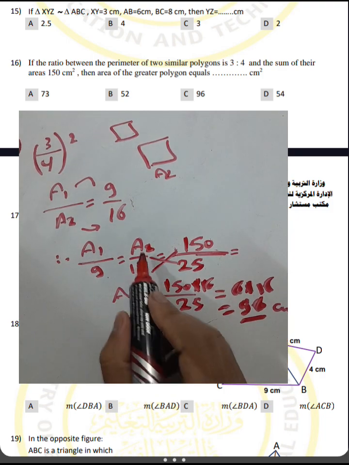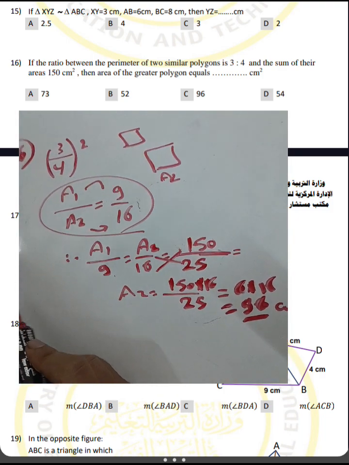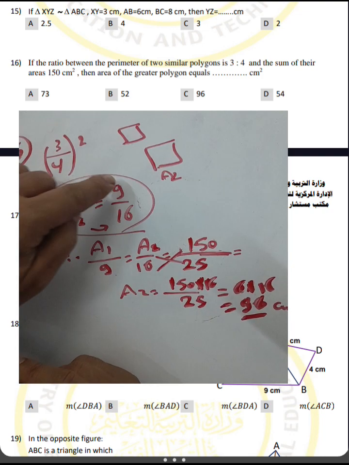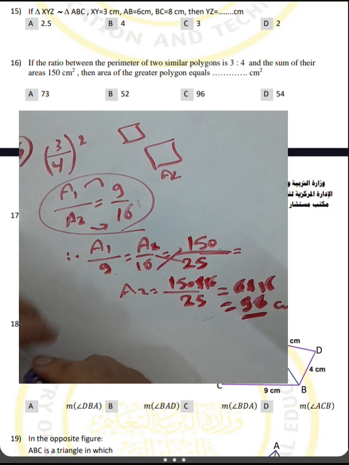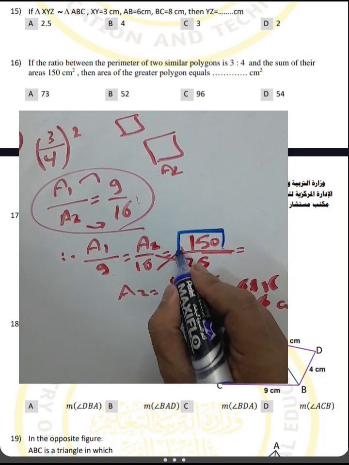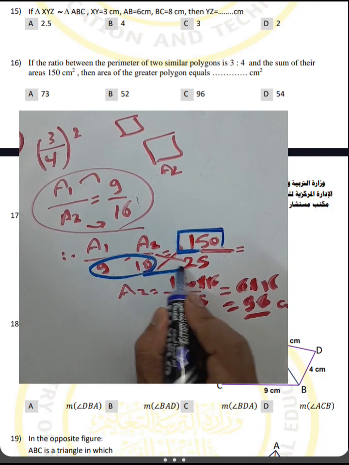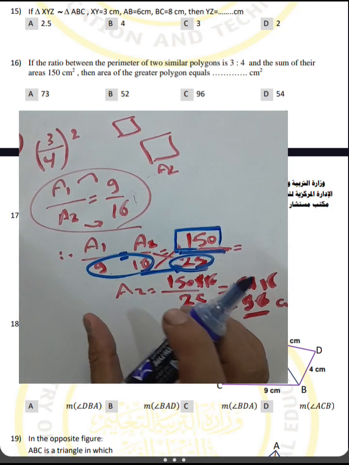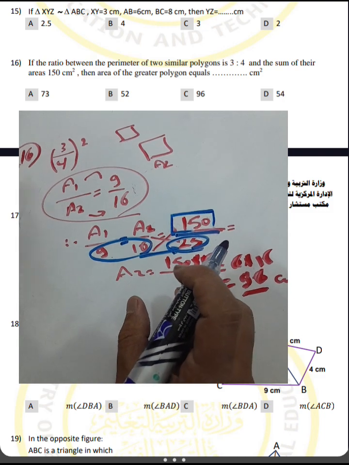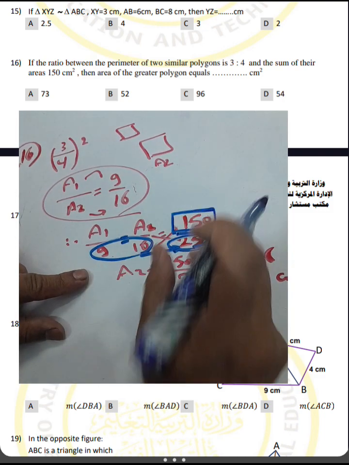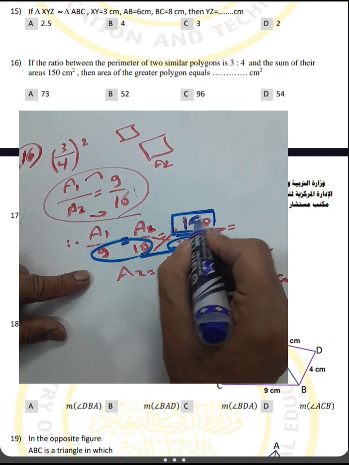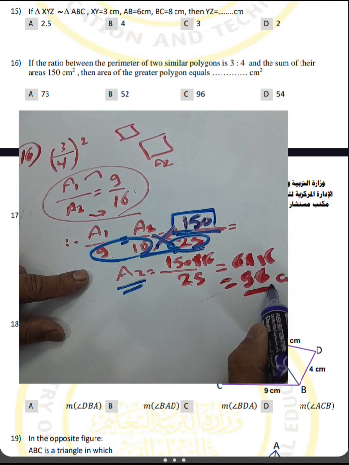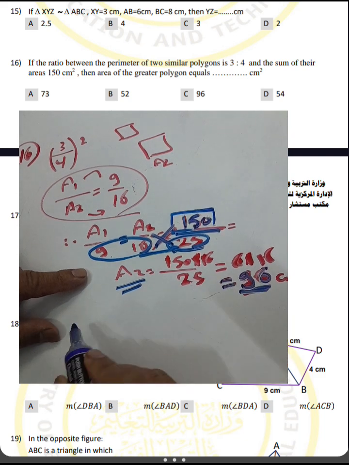Understood this property. First step, we write the ratio between area 1 and area 2, and find area 1 over 9 equals area 2 over 16, and they give us the sum of the two areas equal to 150. Add 9 plus 16 equals 25. The property of ratios: if we add the two numerators, you must add the two denominators, and then put the sum 150. Doing the product of extremes equals product of means to find area 2, it will be 96 square centimeters.